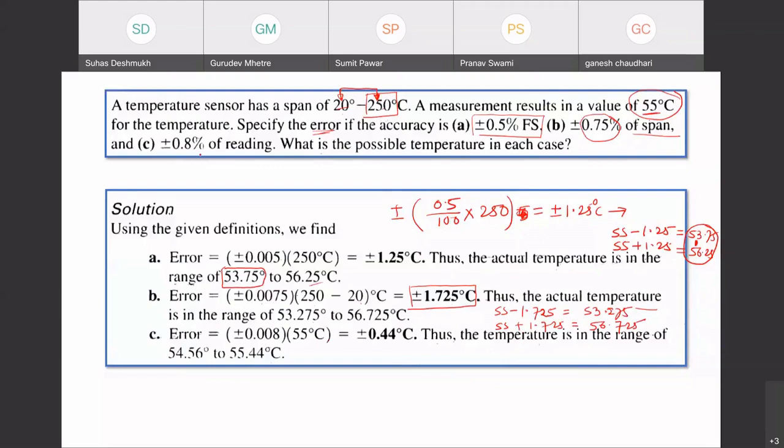Okay, percentage, say 0.8% of the reading. This I may have with some different accuracy, and I can get a result for this value. That is the way you can play with the sensor and its specifications.